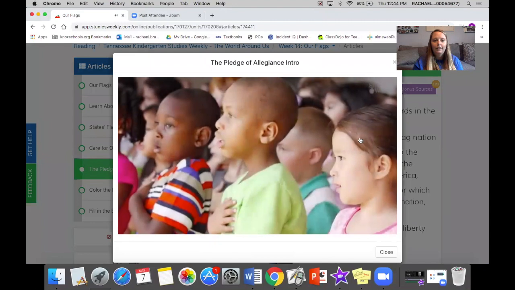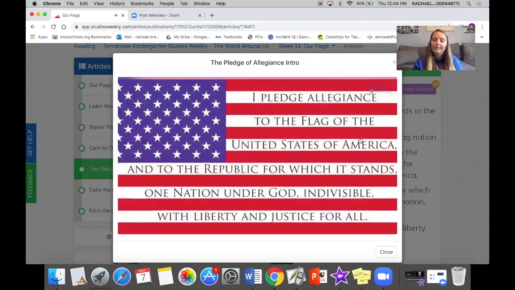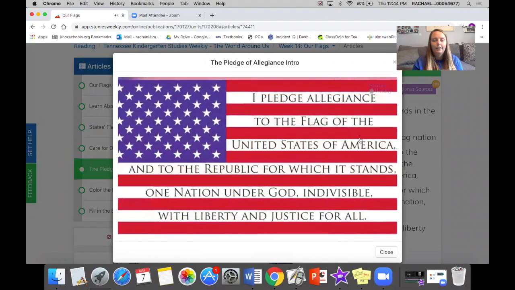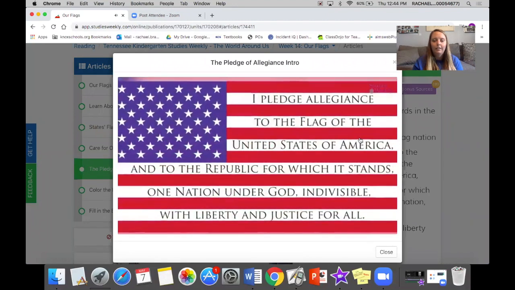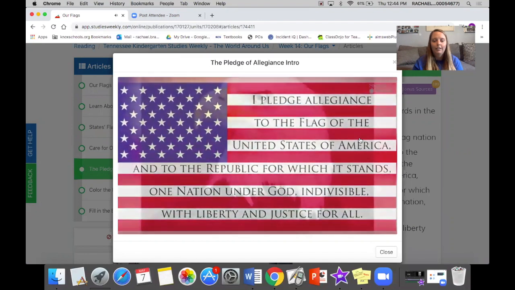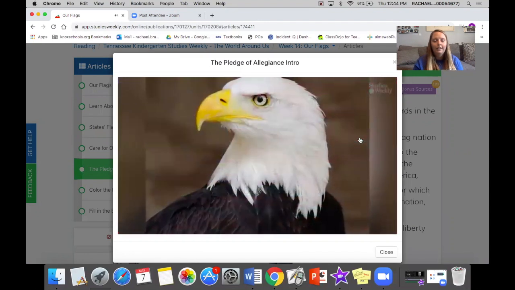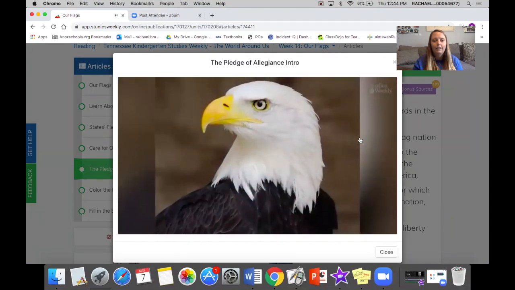We're all familiar with the Pledge of Allegiance. I pledge allegiance to the flag of the United States of America and to the republic for which it stands, one nation, under God, indivisible, with liberty and justice for all. What does the pledge really mean? It is basically a promise of dedication or faithfulness to the United States.